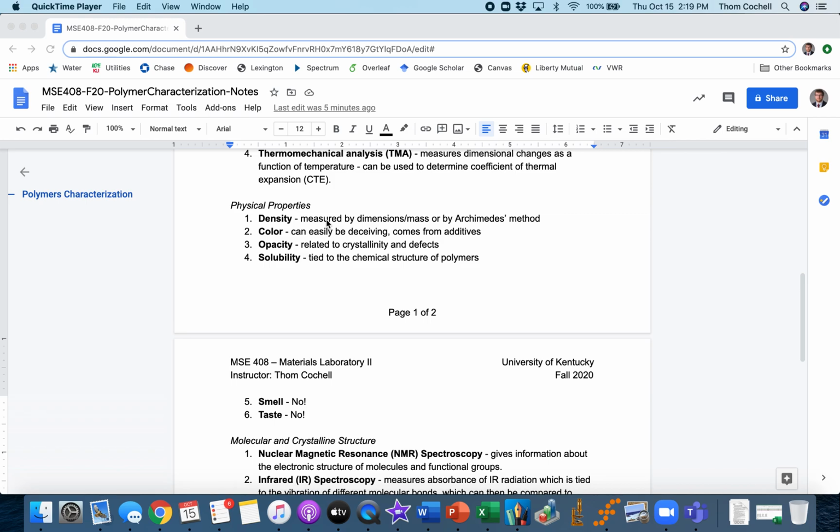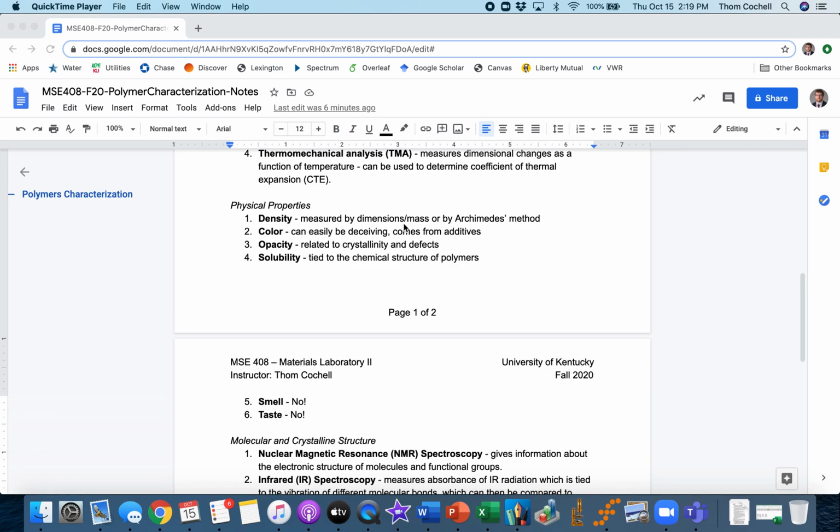All right, so next, physical properties. A lot of these are things that we might not think about or just gloss over, but they can still be really important. Density: I'm asking that you characterize the density of our samples. This can be as easy as taking the dimensions and mass and calculating density. In some cases, the Archimedes method can be used, but it's very straightforward, and density is really important.